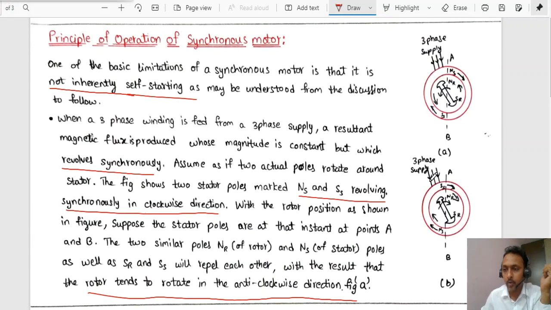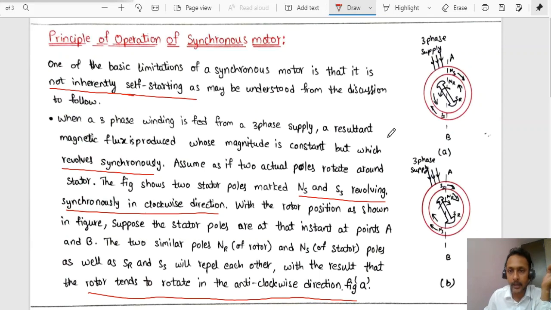In this video, we are going to discuss the principle of operation of the synchronous motor. We will see its operation and explain clearly why it is not inherently a self-starting machine, and why some external force is required to set the machine into motion.